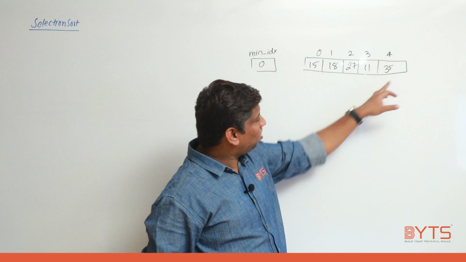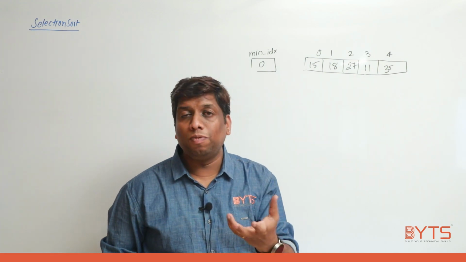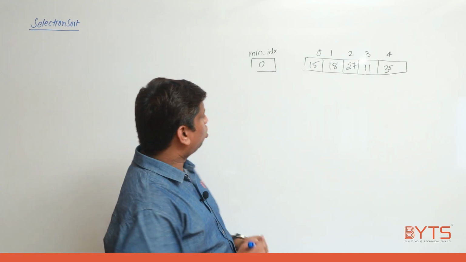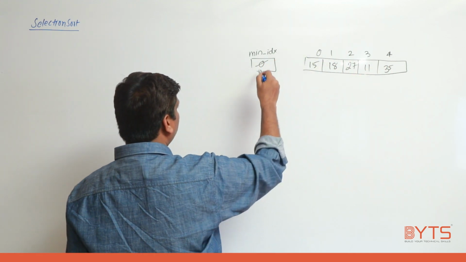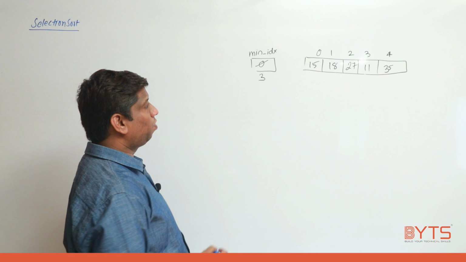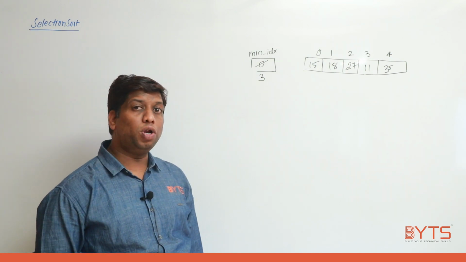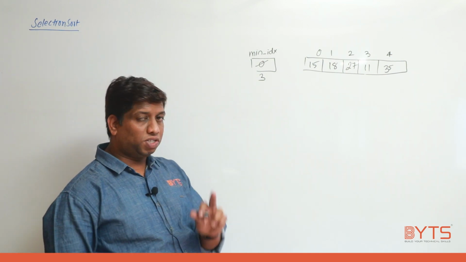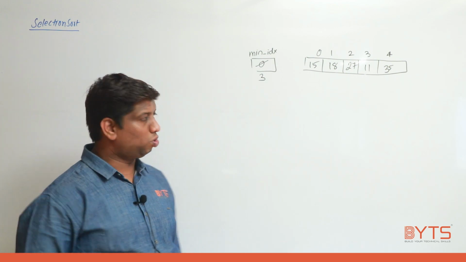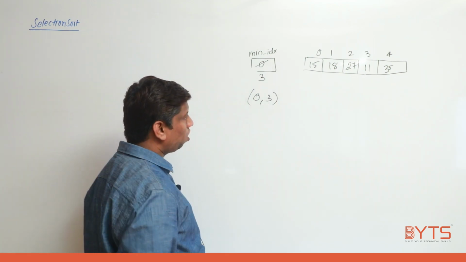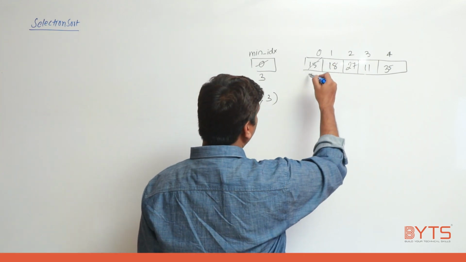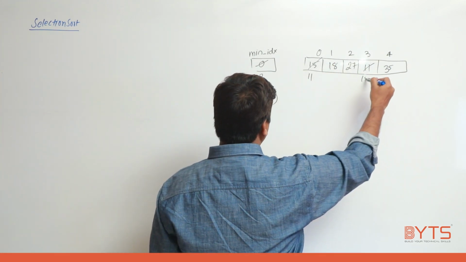So out of this, at which index is the minimum present? At index 3. So once I complete the loop, the min index value will be 3. Now what should I do? I need to ensure the first minimum comes to the first position. So now I need to swap 0 and 3. So 11 will come here, and 15 will come here, right?